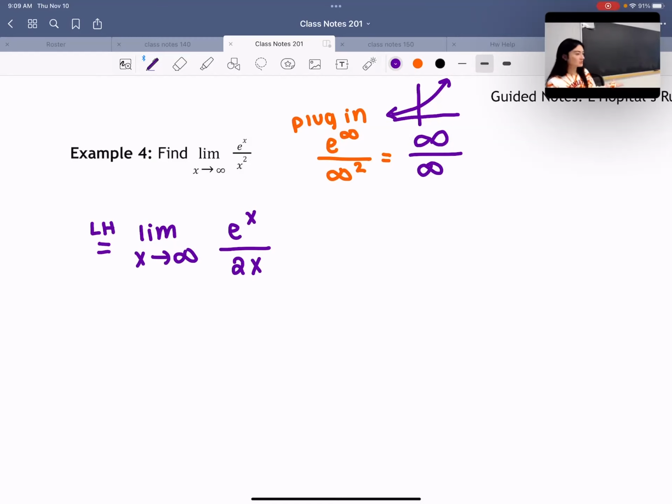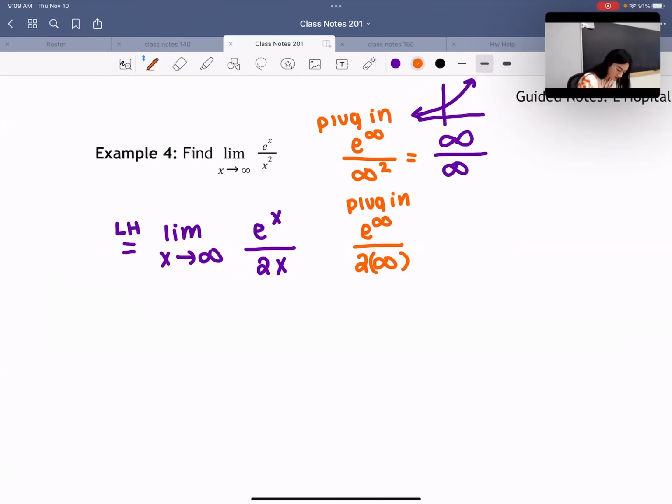Okay, we have a new limit. Let's plug in and see if we get a nice answer here. Plugging in, we have e to the infinity over 2 times infinity. E to the infinity we already said was infinity. What do you think 2 times infinity is going to? Infinity, right? Oh, looks like we have another indeterminate form.